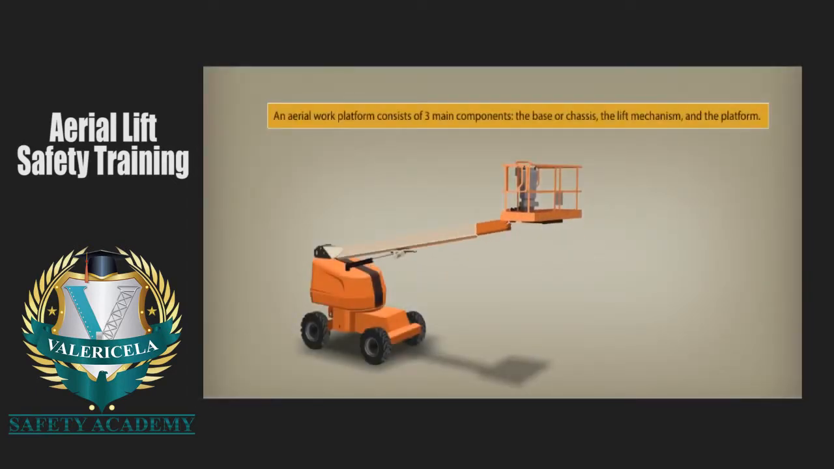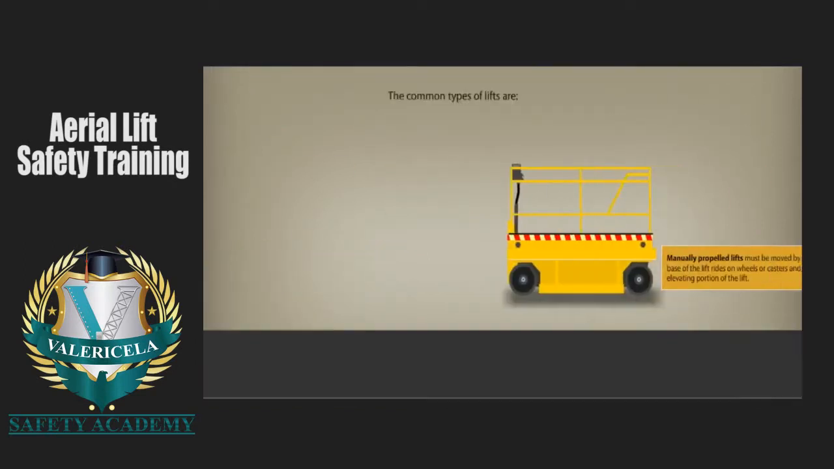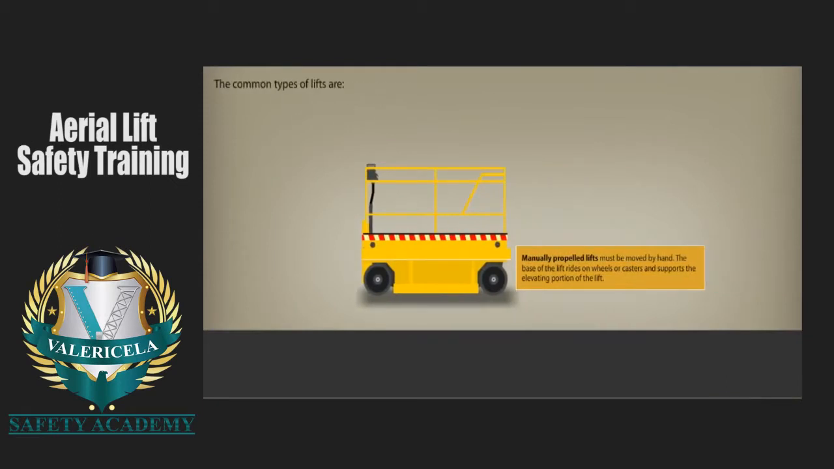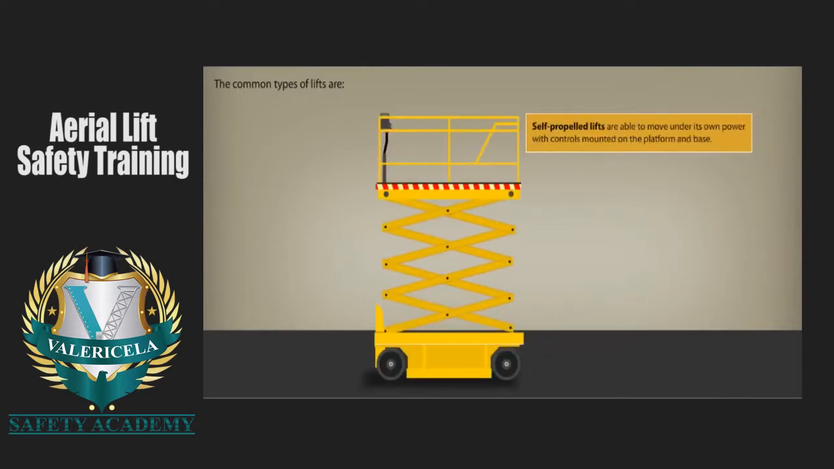An aerial work platform consists of three main components: the base or chassis, the lift mechanism, and the platform. The common types of lifts are: manually propelled lifts, which must be moved by hand. The base of the lift rides on wheels or casters and supports the elevating portion of the lift. Self-propelled lifts are able to move under their own power, with controls mounted on the platform and base.